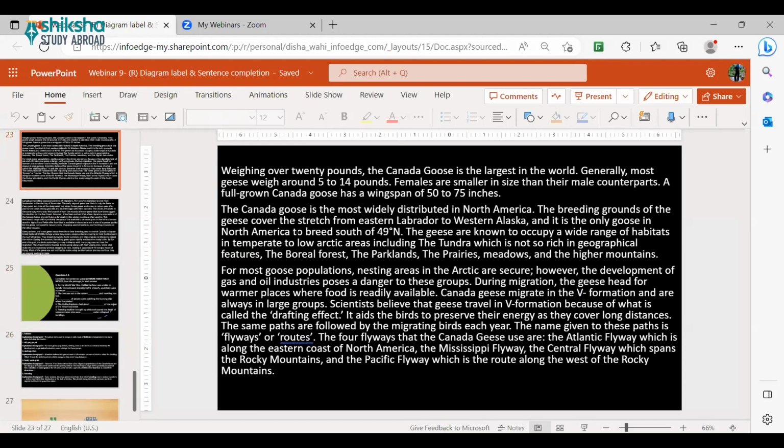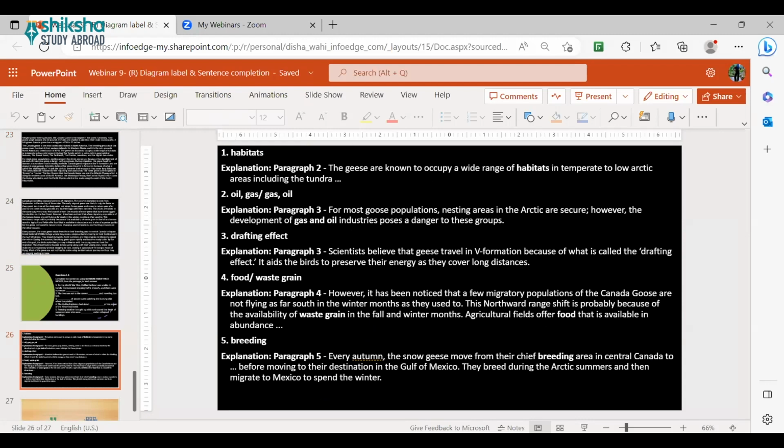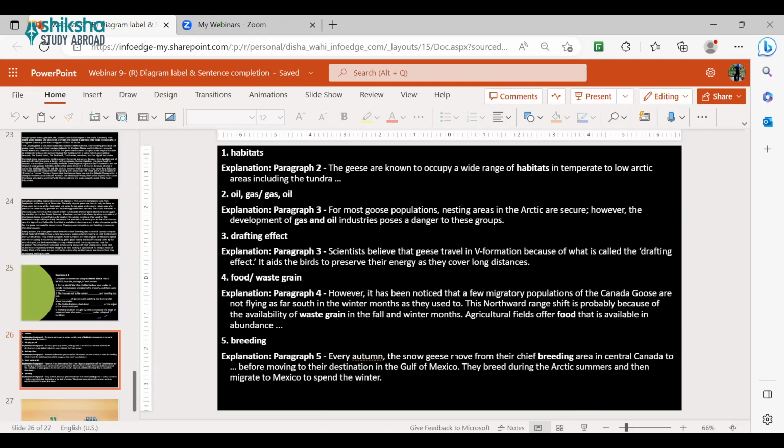This one, first, and this second paragraph, the Canada goose. Okay, now let's read the explanation first. The geese are known to occupy a wide range of habitats, which is the answer, in temperate to low Arctic areas, including the tundra, and so on. The sentence continues. So this is how they have found from paragraph 2 the answer, habitats, to this first question. The second question is, the emu was not in the correct dash and traveling too fast. So let's see what answer they have given to this.